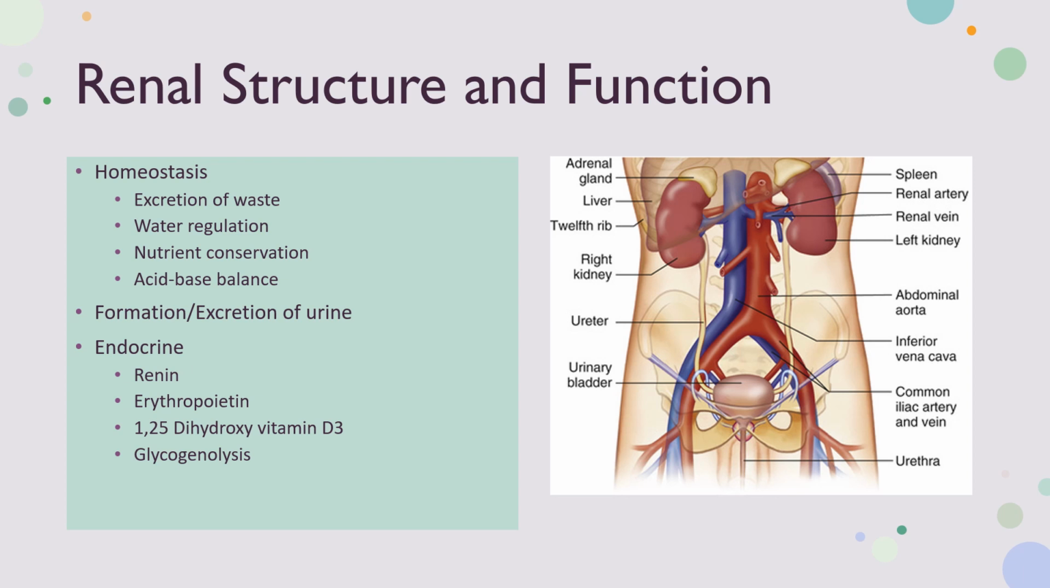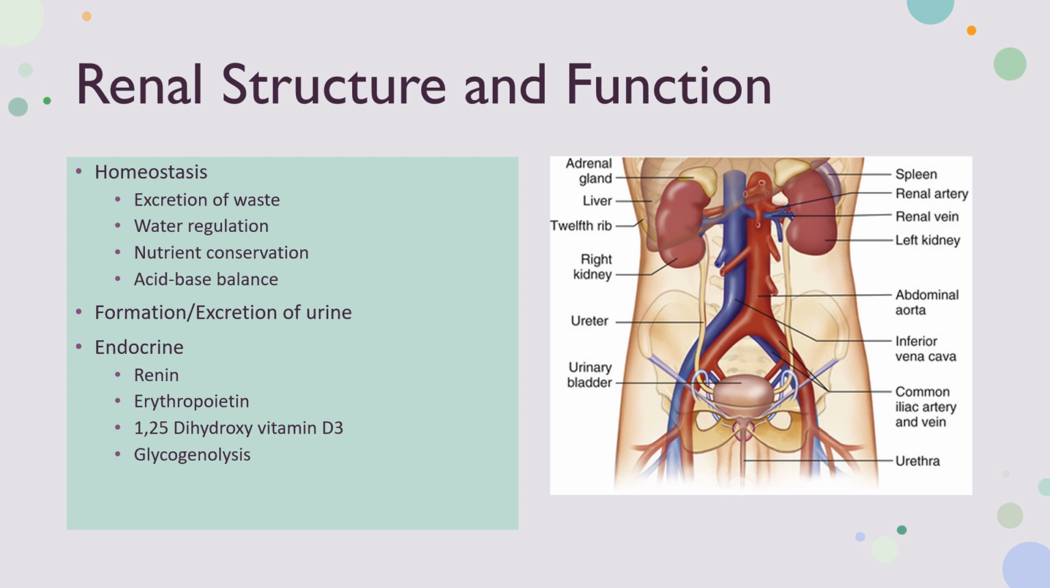Functionally, the kidneys perform homeostatic, excretory, and endocrine processes. Excretion of wastes, maintaining water balance, conservation of nutrients, and acid-base balance are homeostatic functions of the kidneys. The excretion of fluid, wastes, and electrolytes in the form of urine is the second function, which overlaps the homeostatic function. Lastly, the kidneys function as endocrine organs, synthesizing and secreting hormones into the bloodstream.